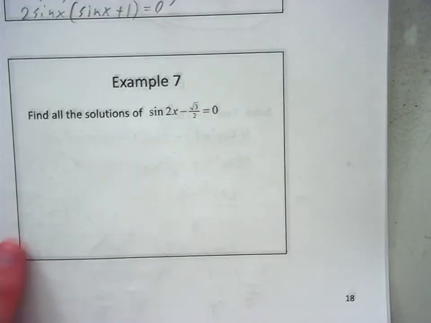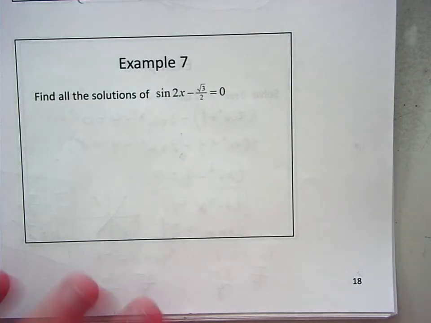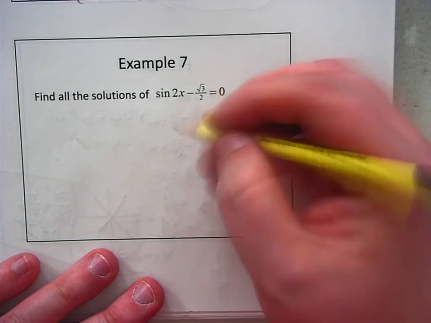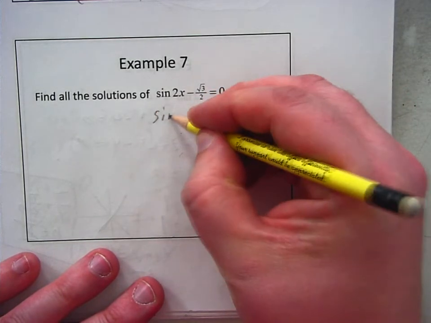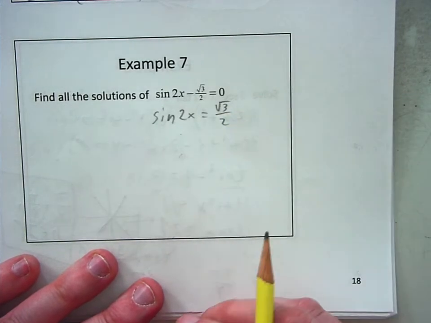Let's do another one. Find all the solutions to this. What would I do first? Yeah, add the square root of 3 over 2 to both sides, giving you sine 2x is equal to square root of 3 over 2. Then what?